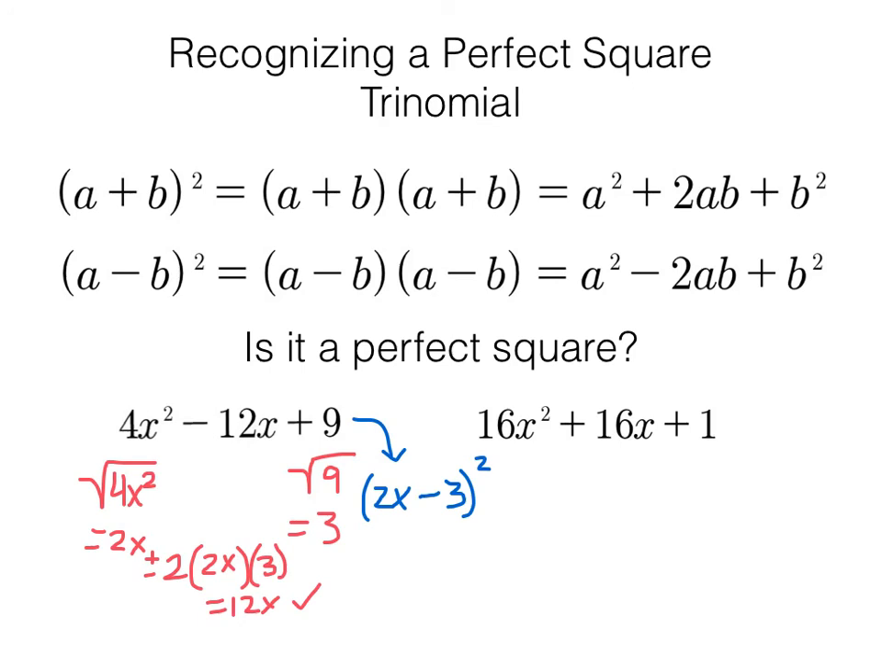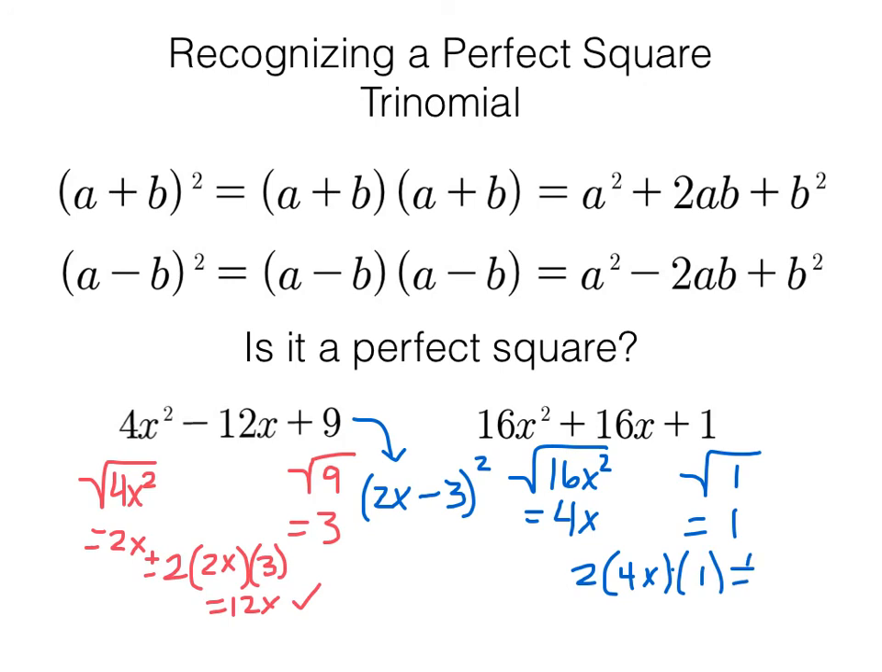Last problem. Start off with this first term. Is that a perfect square? Well, sure. 16x squared is a perfect square. When you square root it, you get 4x. How about the square root of 1? Well, that's 1. Is 16 2 times 4x times 1? No. That's not 16x. This is not a perfect square.